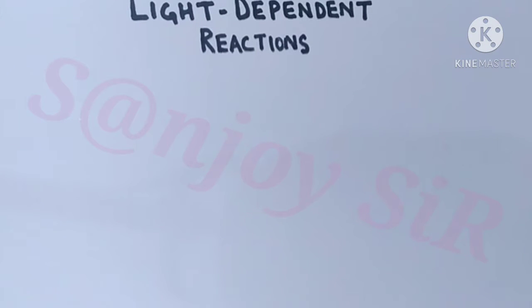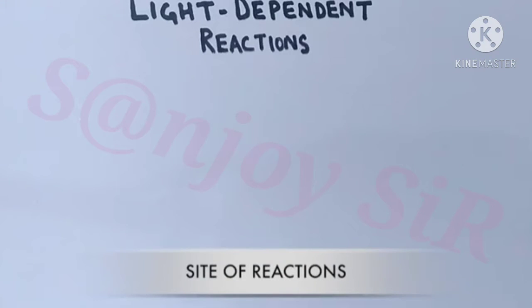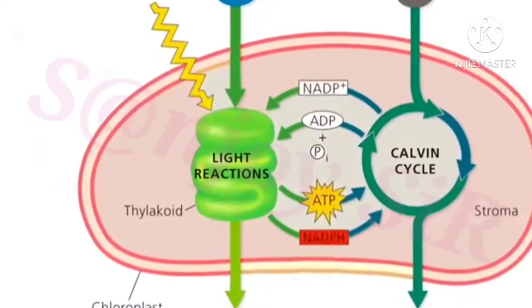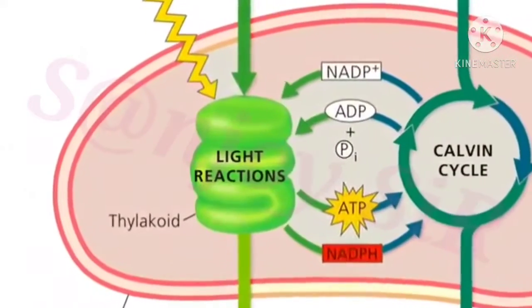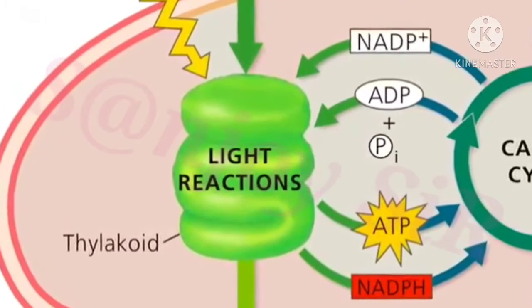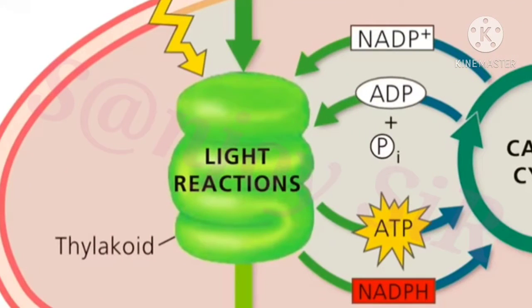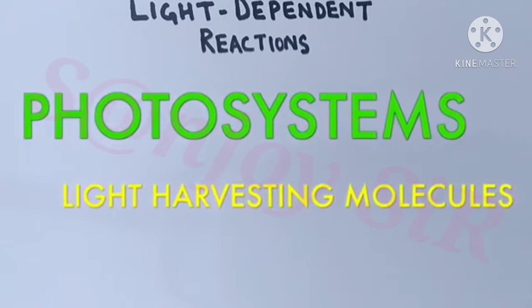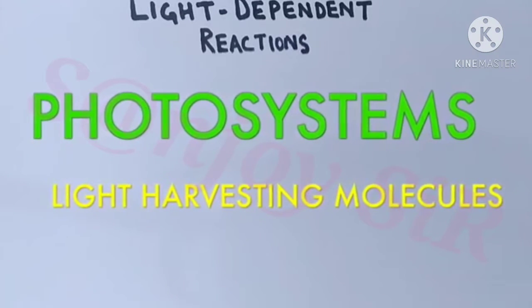First of all, let's see the site of reactions. It's the type of plastid named chloroplast where photosynthesis occurs. And inside the chloroplast, we have double membrane structures called thylakoids. And it's in these thylakoid membranes where light-dependent reactions occur. Basically, the membranes of thylakoids are embedded with specialized light-absorbing proteins called photosystems, which makes them the site for these kinds of reactions.